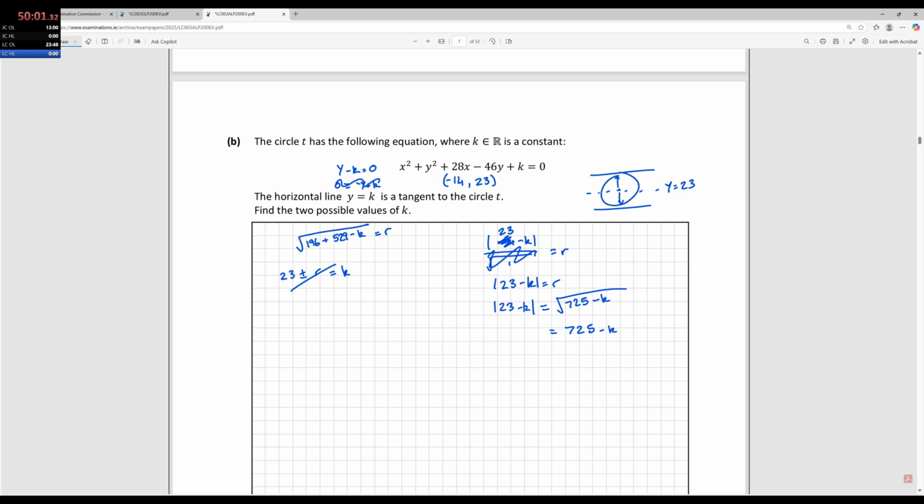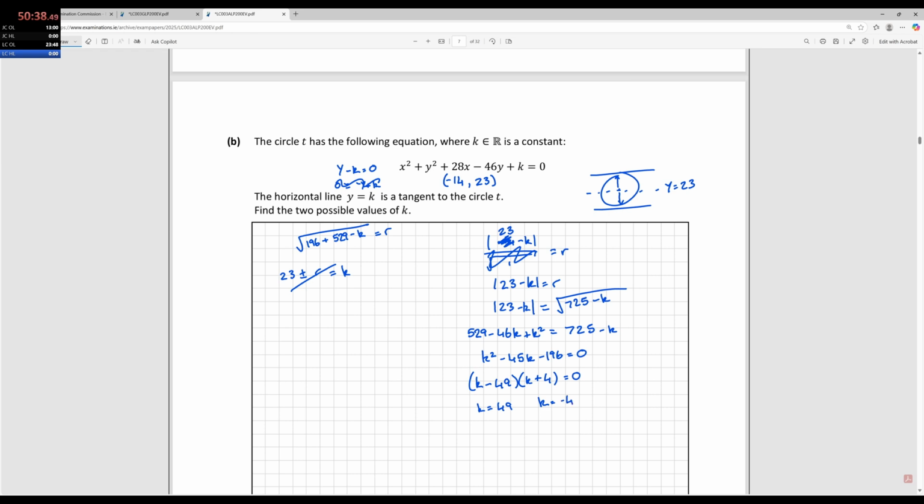But this would turn into 529 minus 46k plus k squared. So you end up with k squared minus 45k, excuse me, minus 196 equals 0. Now that could be 4 and 49. So it's k minus 49, k plus 4 equals 0. So k is either equal to 49 or k is equal to minus 4.